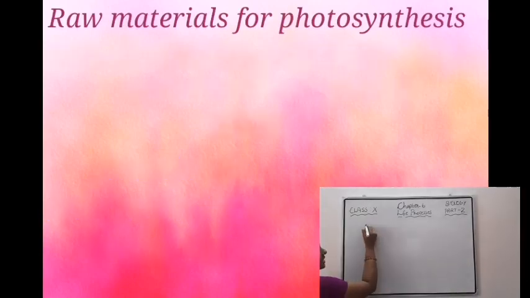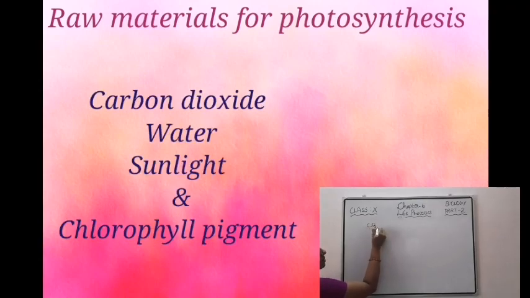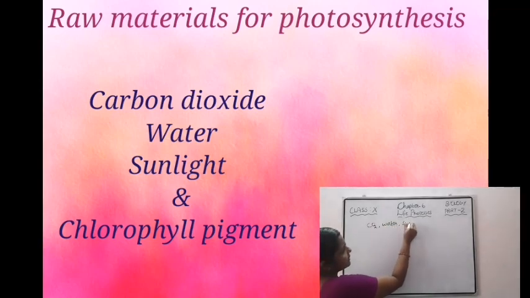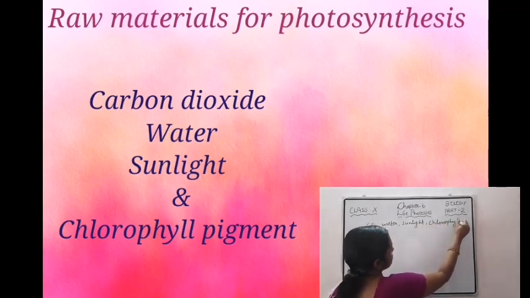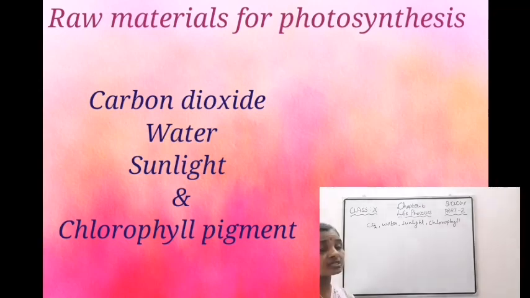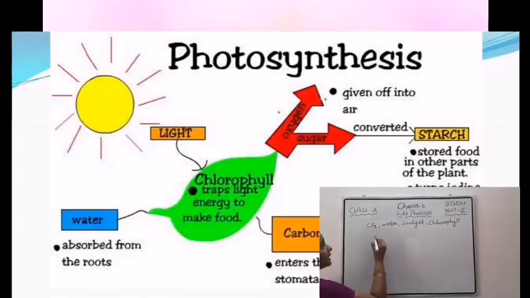Which are the essential elements or raw materials for photosynthesis? They are carbon dioxide, water, sunlight and chlorophyll. These are the essential raw materials for photosynthesis. Then one by one we can study how carbon dioxide is absorbed by the plants. In which way? Carbon dioxide is absorbed by the plants through stomata.